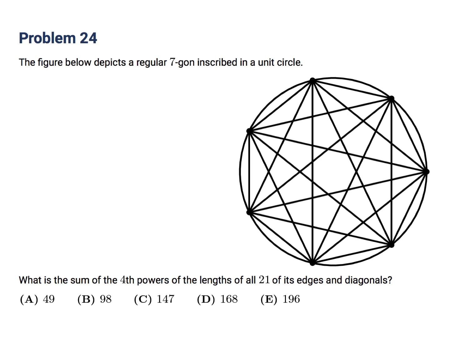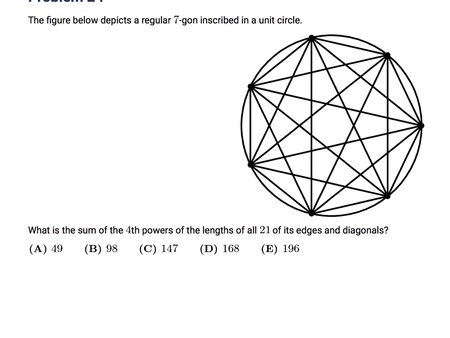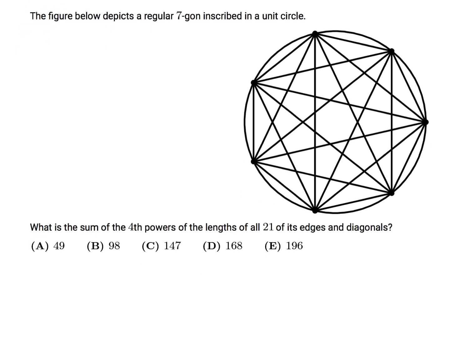The figure below depicts a regular 7-gon inscribed in a unit circle. What is the sum of the fourth powers of the lengths of all 21 of its edges and diagonals? For this question, we will use a ruler. Rulers are allowed on these exams, and in a very interesting way, the ruler helps you solve the question.